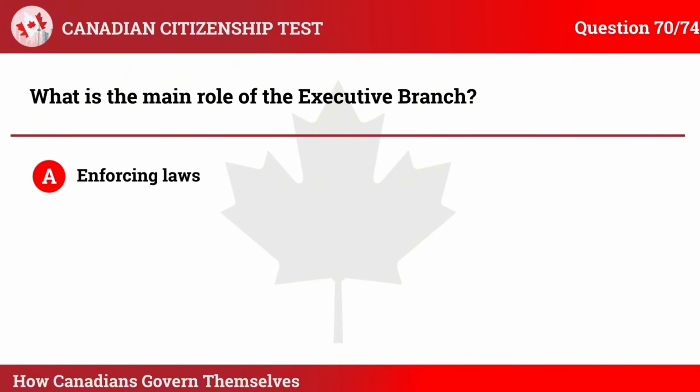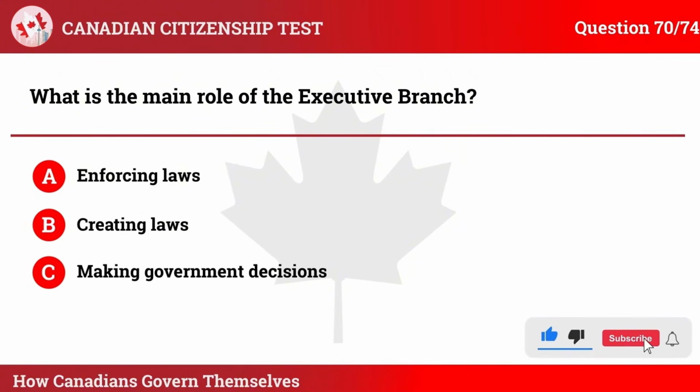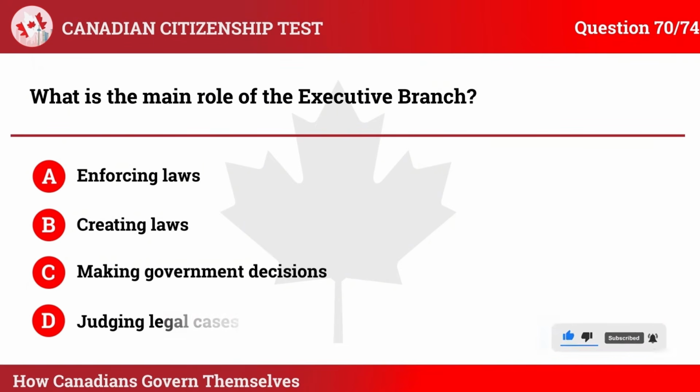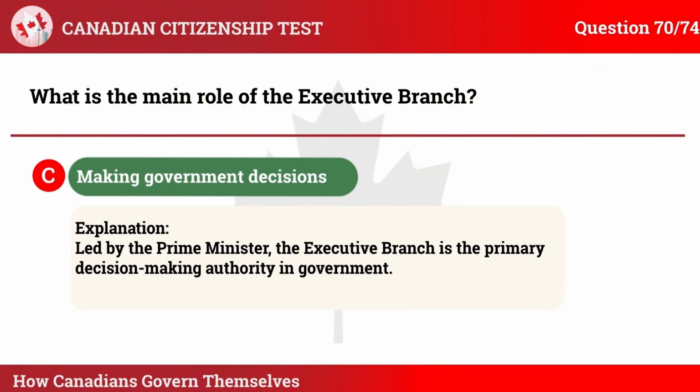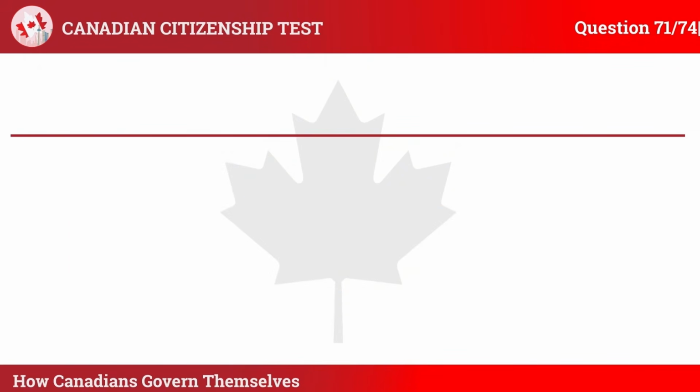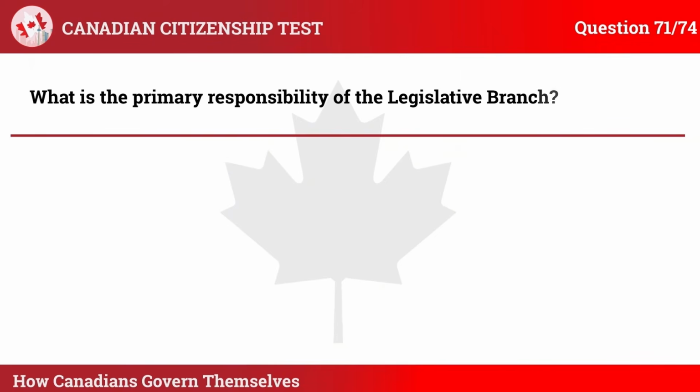A. Enforcing laws. B. Creating laws. C. Making government decisions. D. Judging legal cases. The correct answer is C. Making government decisions. Explanation: Led by the Prime Minister, the executive branch is the primary decision-making authority in government. Question 71. What is the primary responsibility of the legislative branch?